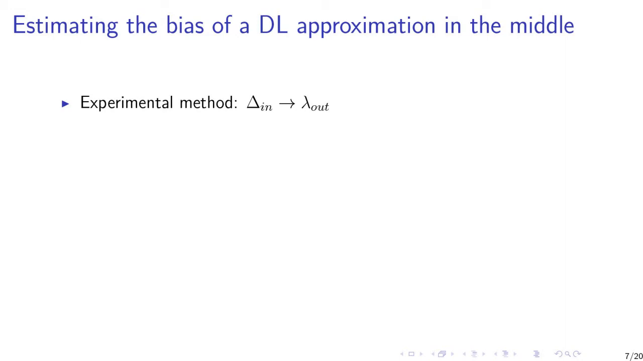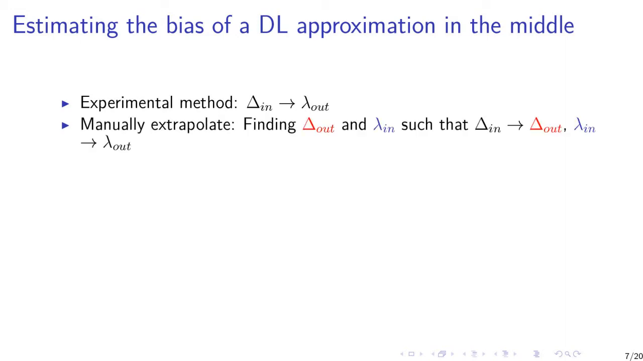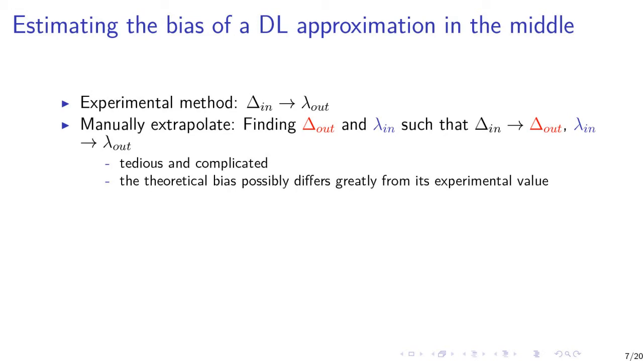In the literature, there are few methods for estimating the bias of a differential-linear approximation in the middle part, where the differential and the linear trails connect. A natural method is the experimental method. However, it is of course limited by the computational resources. A typical method is manual interpretation. The process is tedious and complicated, and the theoretical bias may be greatly different from the real value.